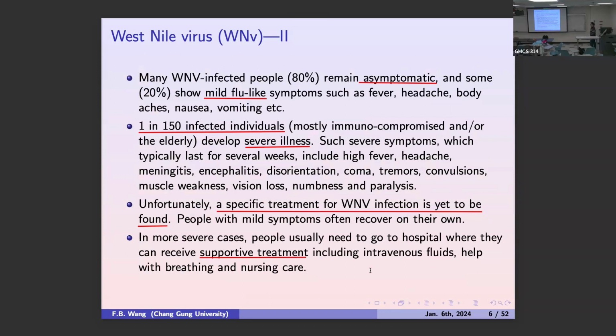Many infected persons remain asymptomatic, and they only show some milder flu-like symptoms. Only very few infected people can develop serious illness. So far there is no specific treatment for this virus, so infected people can only receive supportive treatment.